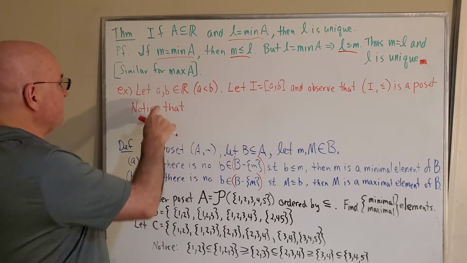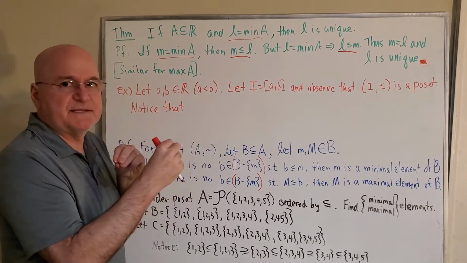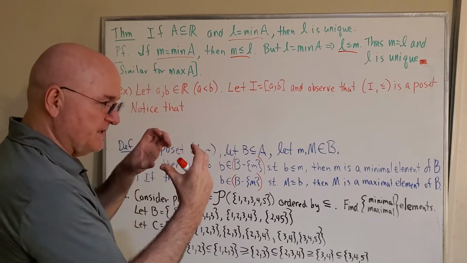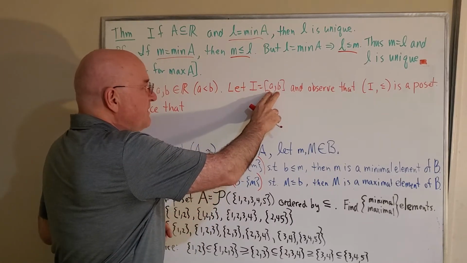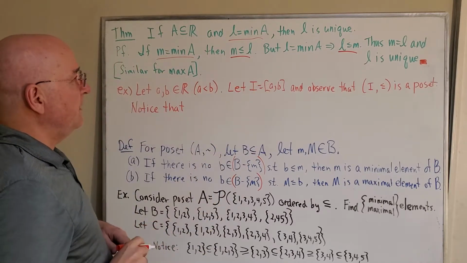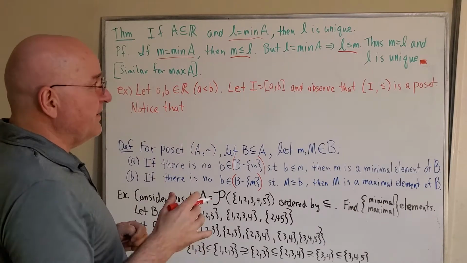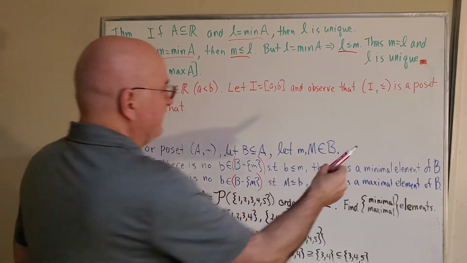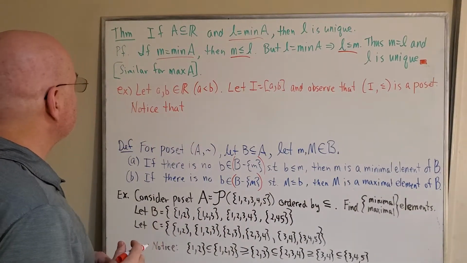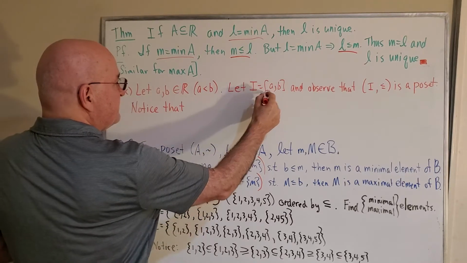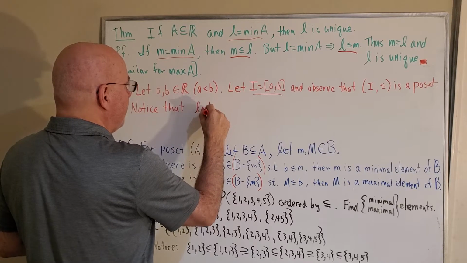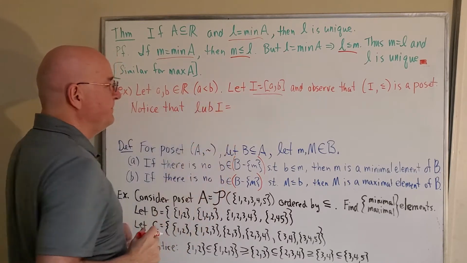Okay, an example. Let's let a and b be two real numbers where a is less than b, so a is on the left in the number line. Let I be the closed interval from a to b, so it includes all of the numbers greater than or equal to a and less than or equal to b. And you could go through your notes and verify that it is a poset. Frequently, less than or equal is a nice operator to use for a poset. Well, notice that. Let's take this set right here. What is the least upper bound of I?